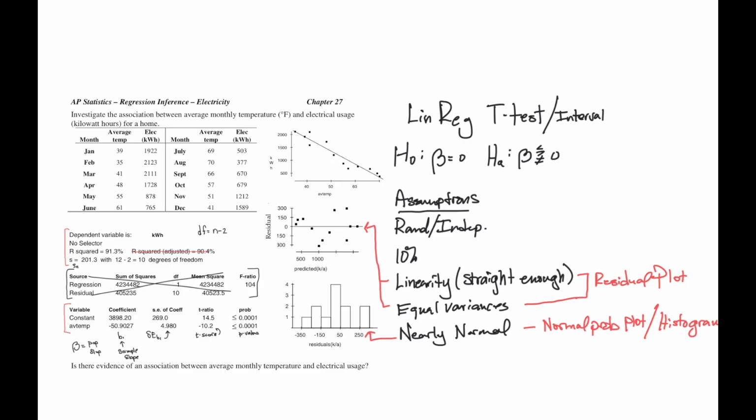Assumptions and conditions, there are a couple of things. There's quite a bit of things here. This is probably the longest set of assumptions and conditions we're going to do. But I guess the silver lining in this is that a lot of times they're going to give you all these graphs.